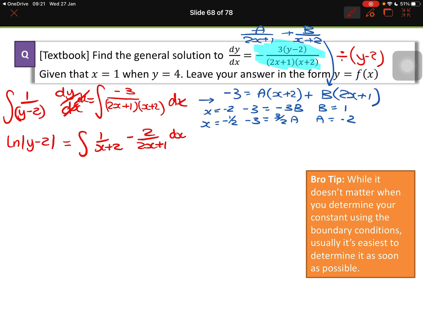Okay, now we can integrate. So we've got log natural y minus 2 equals, first bit nice and simple, log natural x plus 2. Second bit slightly harder because it's going to be 2 log natural 2x plus 1. But what we have to remember is the fact that because we've got a coefficient of x inside my log natural, I need to counterbalance it by doing 1 over that coefficient, so times by a half. And again, we're going to plus c.